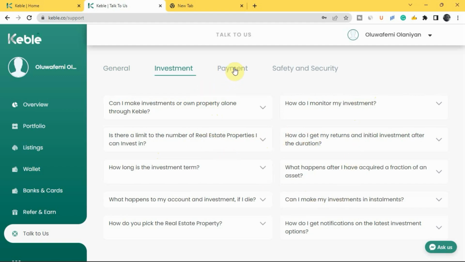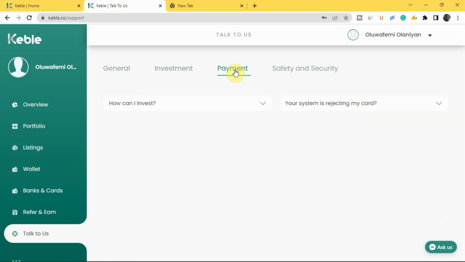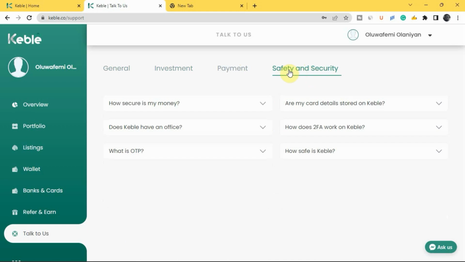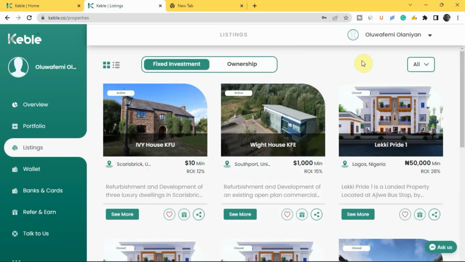Or if you have questions on payment, maybe depositing money or withdrawing your money, you can see the questions here. And for questions on safety and security of your account, you can come here and see the answers to the questions. So you can see, how secure is my money? Does Keble have an office? What is OTP? So if you have all these kinds of questions, you can come to this page and get your answers on this page. So these are the 8 important things you need to know before investing on the Keble platform.